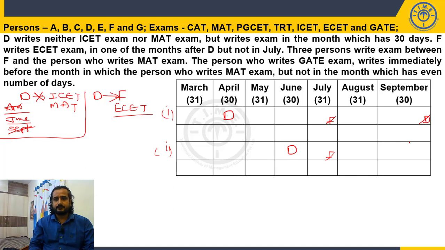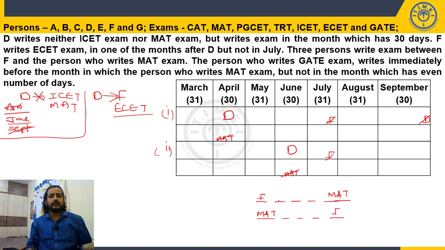What is the next clue? 3 persons write the exam between F and the person who writes MAT exam. So between F and MAT, 3 people will be there. And D does not write MAT exam. Keep this in your mind. But among these two, who wrote the exam first? Do you know that? No. So F may be writing the exam before the person who writes MAT exam, or the MAT exam may be written before F. So how many possibilities do we have? 2 possibilities. Okay. Move ahead.